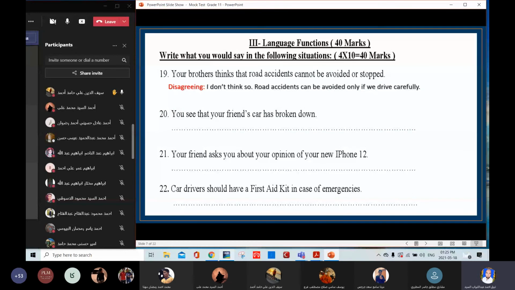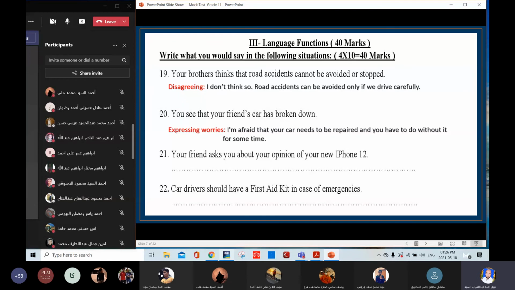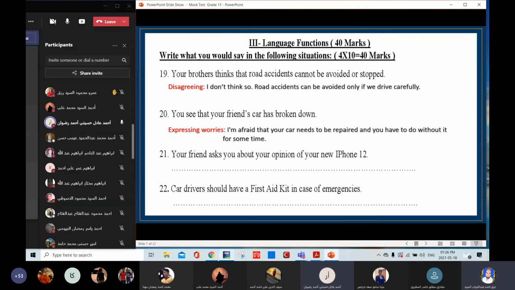Thank you. Your friend asks you about your opinion of your new iPhone 12. So suppose that you bought a new iPhone 12 and your friend asks you about your opinion concerning your new mobile phone. What would you say to your friend, Ahmed Adil Radwan? I think it's a nice phone. Okay, good. Good, Ahmed Adil.